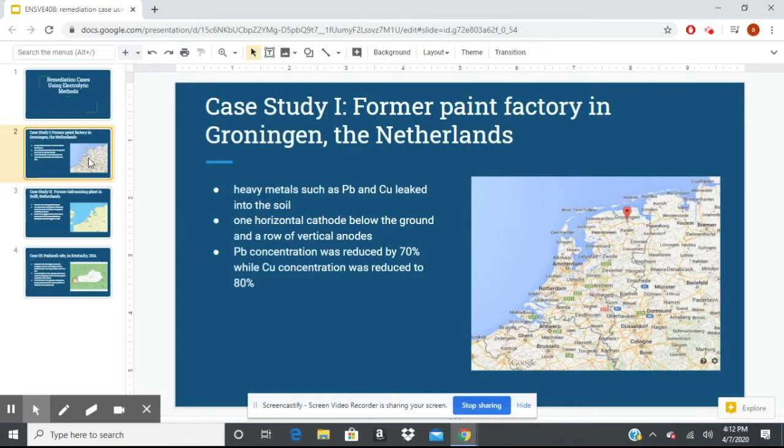The electrode was set up in such a way that it had one horizontal cathode at 0.5 meters below ground and a row of vertical anodes at a depth of 1 meter and spaced 1 meter apart. Current was applied in the area for 10 hours per day for 43 days, which reduced the lead concentration by 70% and copper concentration by 80%. However, the already acidic soil was furthermore acidified from electrolytic generation of hydrogen ions, resulting in the dissolution of more paint particles, which then acted as a new source of pollution.